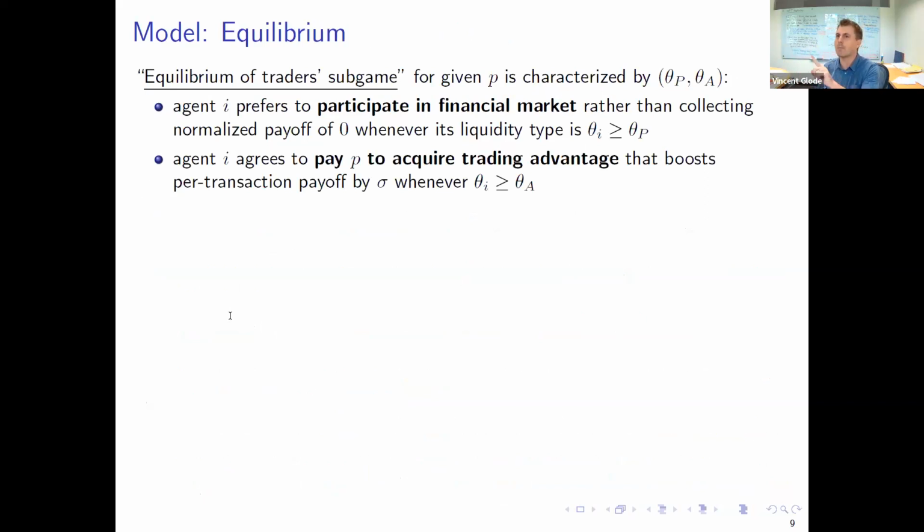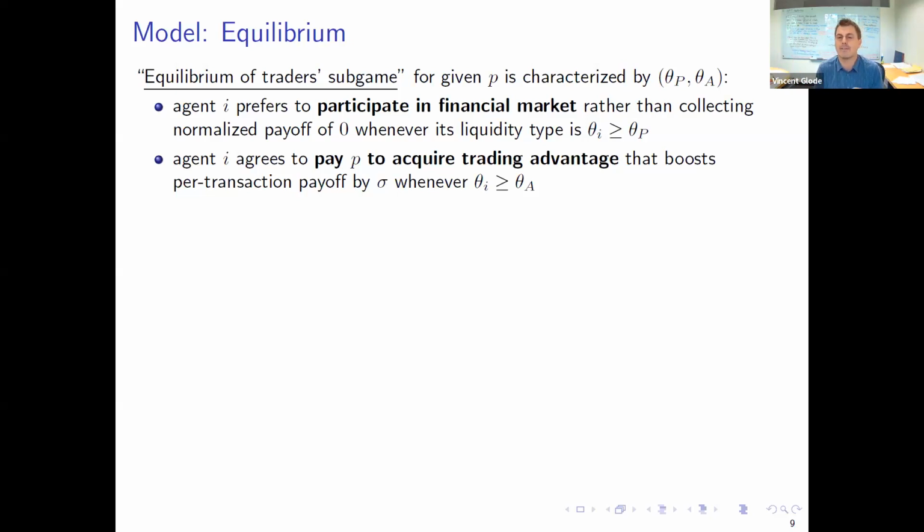Okay, just one more slide and then I'll take questions. So, let's talk about the equilibrium. The way to solve for an equilibrium in this case, because there are a lot of moving parts, is to start with the equilibrium of the traders' subgame. For a given price that the monopolist is charging, we will solve for the equilibrium behavior by traders in terms of participation and the acquisition of a trading advantage.